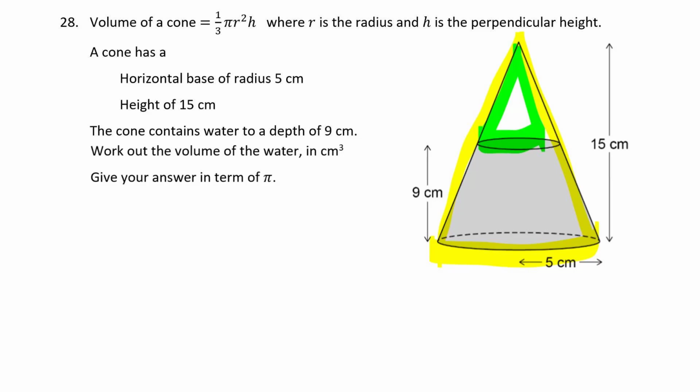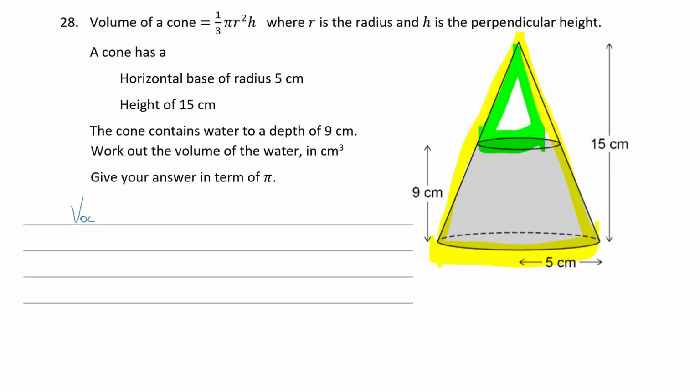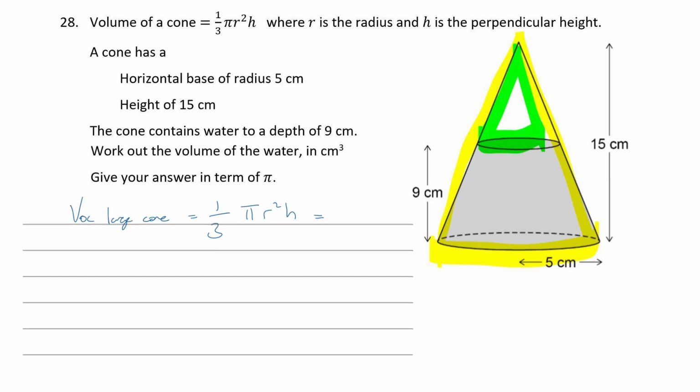Okay, so the volume of the large cone is going to be 1/3 of pi r squared h. In this case, the big cone has got a radius of 5 and a height of 15. So that's going to be 1/3 of pi times 5 squared times 15.